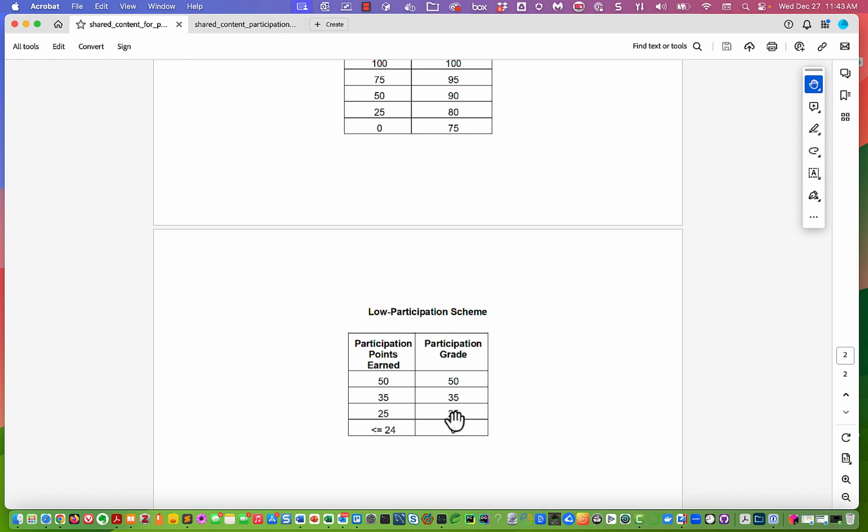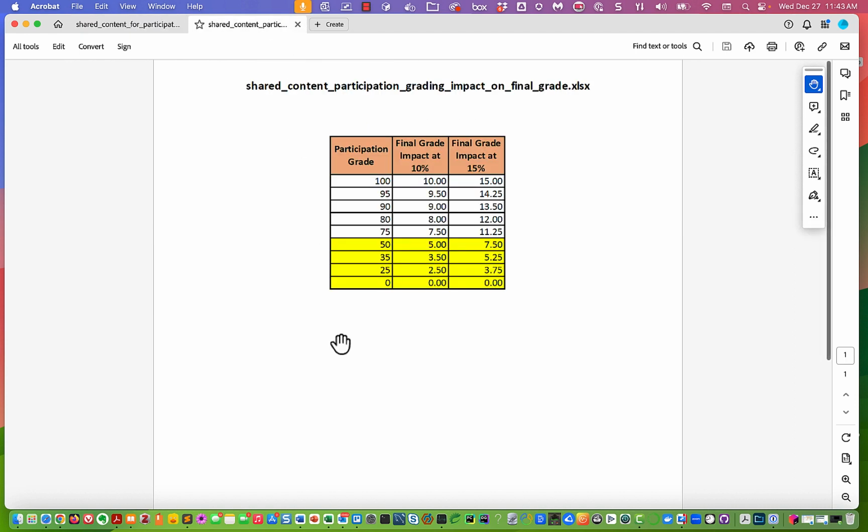All right, now what kind of impact is this participation grade going to have on your final grade? All right, well, that's going to depend on how much of your final grade is made up by your participation grade. And in the spring semester 2024, which is what I'm recording this for, I've got one course where participation makes up 10% of the grade, and two courses where it makes up 15%. And how do I choose 10% and 15%?